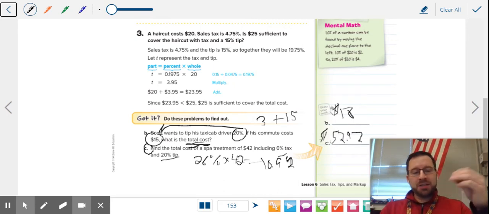Now you don't add it to each individual thing. The tax and the tip each go back to the $42. Then you add those amounts to get your new total.